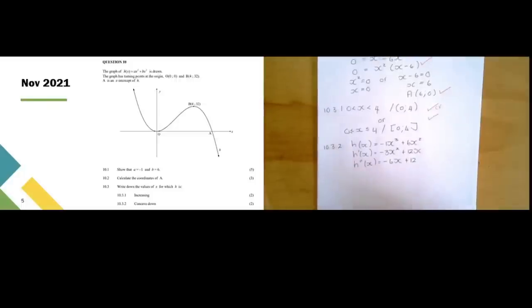What do I know about concave down? My second derivative has to be smaller than 0. So it's when negative 6x plus 12 is smaller than 0, so negative 6x is smaller than negative 12. Remember, when you divide by a negative number, your inequality sign changes. So it's where x is greater than 2. Where did they allocate the 2 marks for this question? It was a mark for the 2 and a mark that you changed the inequality sign.